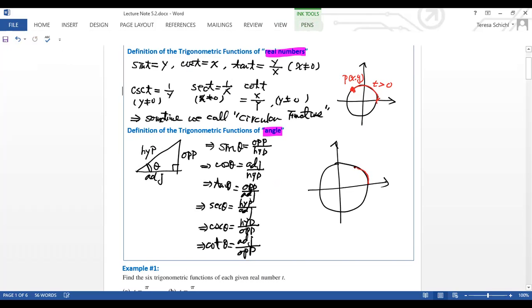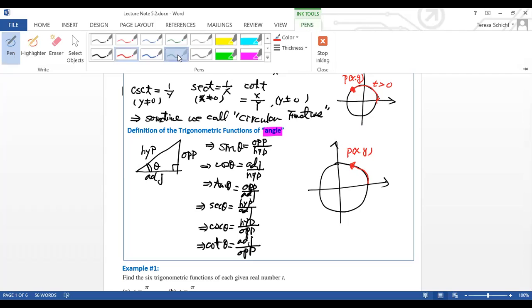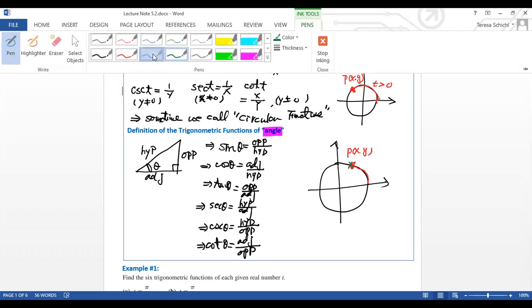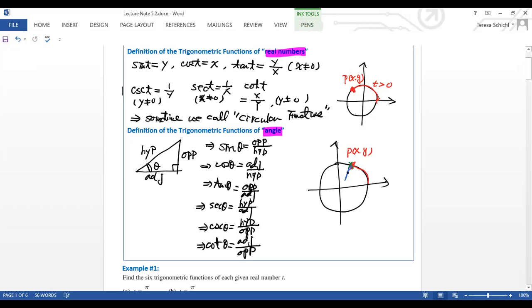So for example, this is my T. I travel to here. Okay, so I will get a terminal point X and Y. So this point we call X and Y, see here. And then if you connect this point to the center, you will get an angle here. You can call this angle theta, right? And then you can draw a triangle here.